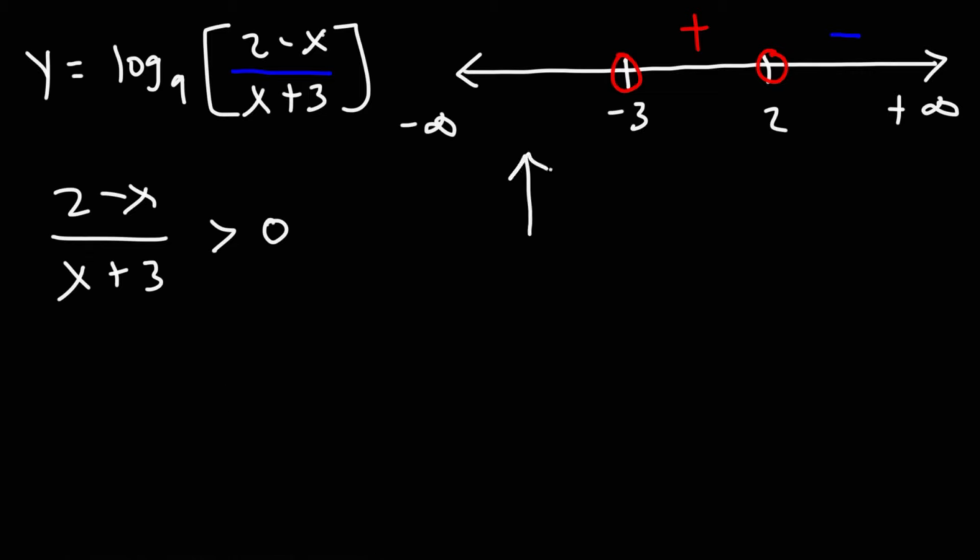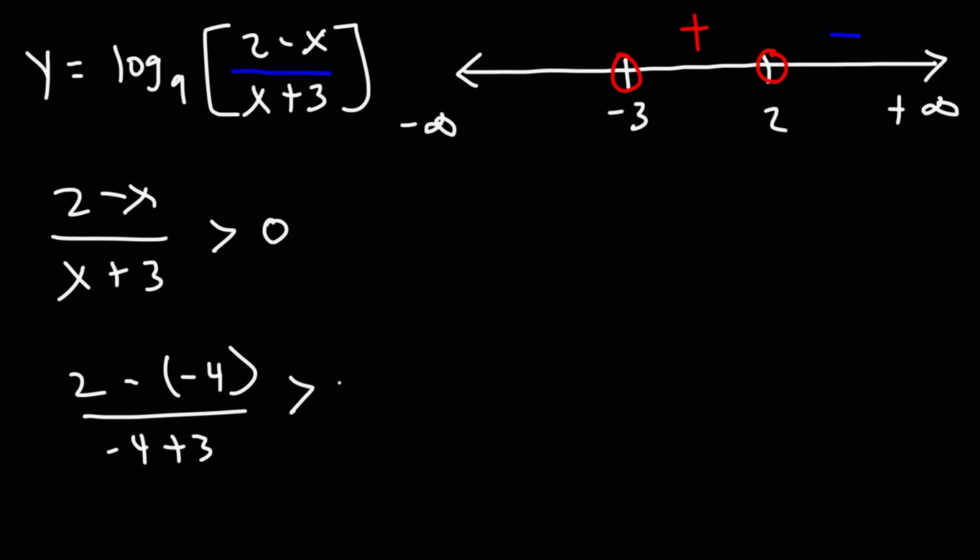Now let's pick a number between -infinity and -3. Let's try -4. So 2 minus -4 over -4 plus 3. 2 minus -4, that's the same as 2 plus 4, which is 6. -4 plus 3 is -1. -6 is not greater than 0. So that's not going to work.